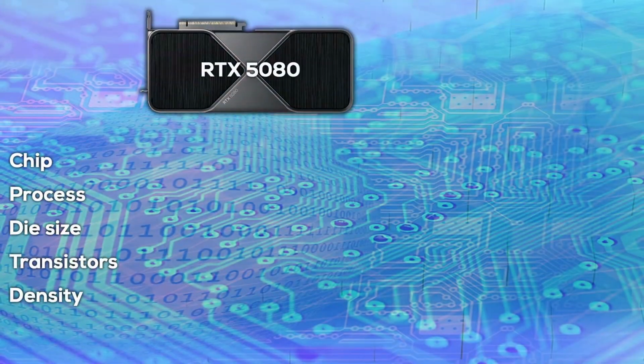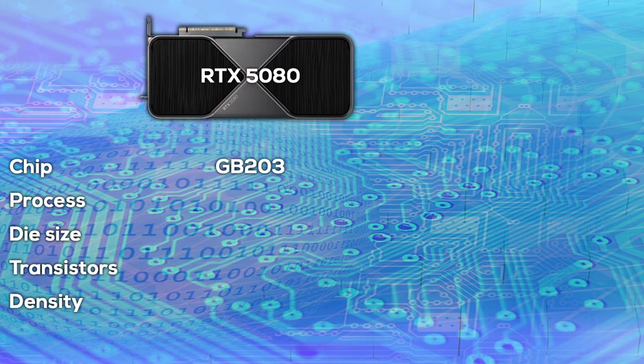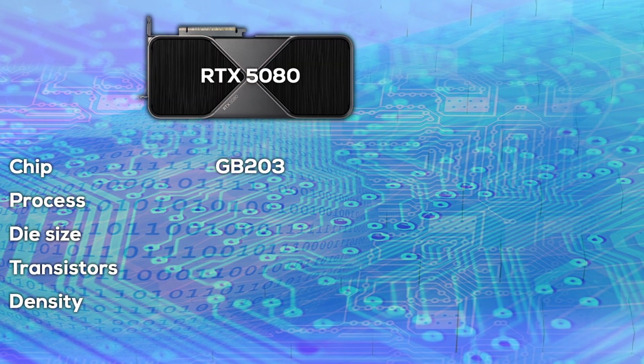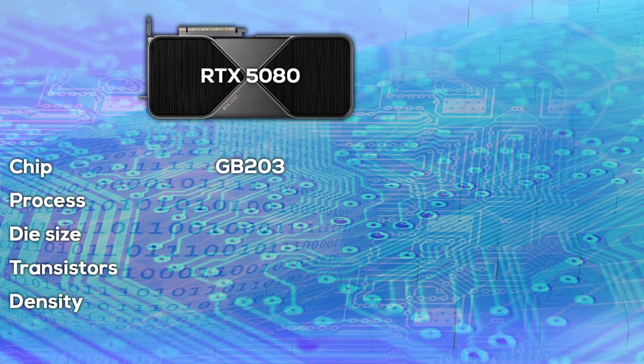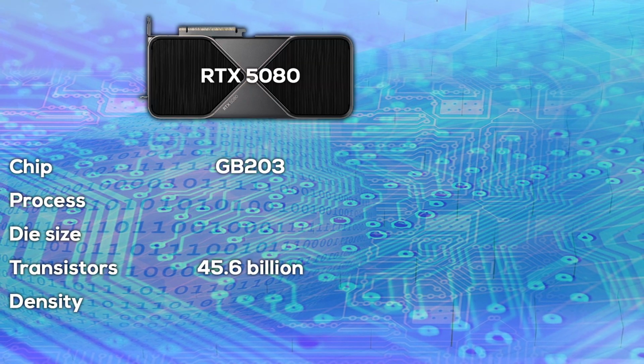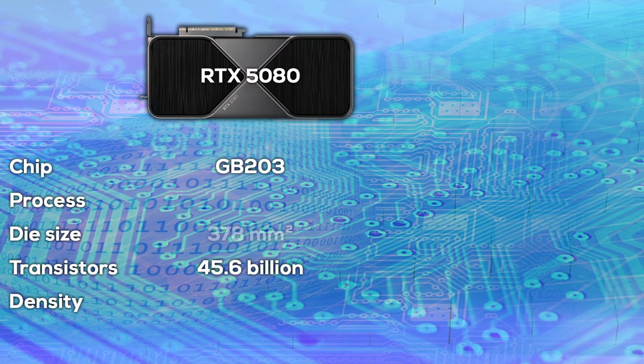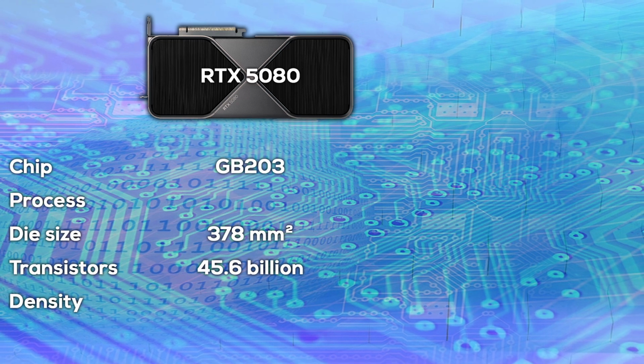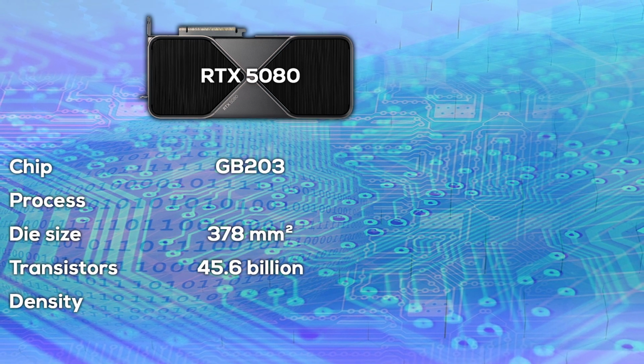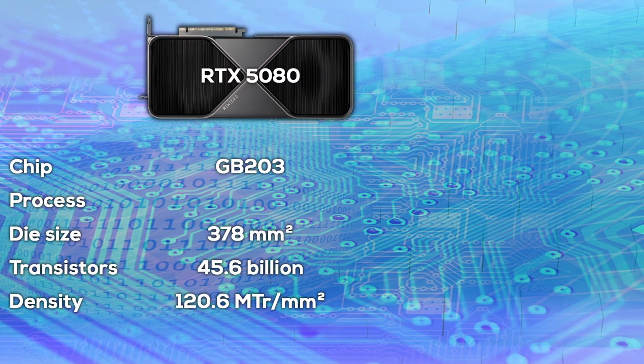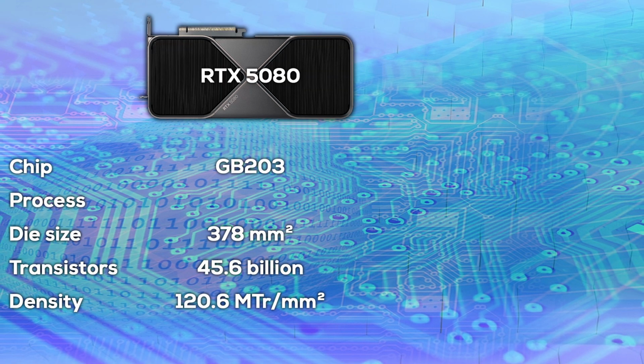Nvidia's Blackwell generation GB203, the chip that powers both RTX 5080 and 5070 Ti, packs 45.6 billion transistors into a die size of 378 square millimeters. That's a very respectable transistor density of 120.6 million transistors per square millimeter.